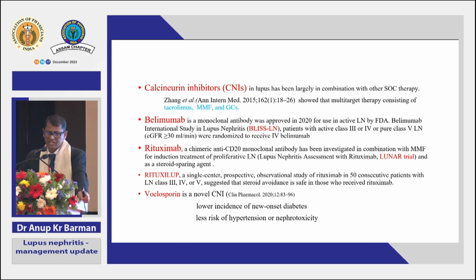Then another is voclosporin. Basically, it is a CNI, like cyclosporin or tacrolimus. It has better, sorry, I'll take only a few minutes on this, sir. So, yeah, this drug can also be used as a CNI substitute because it has lower nephrotoxicity, and new-onset diabetes is very, very low.